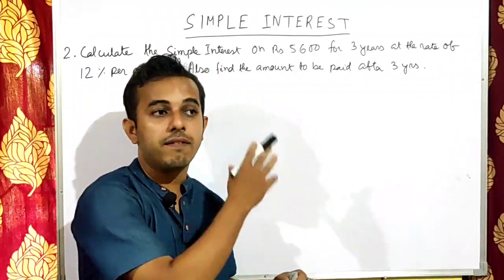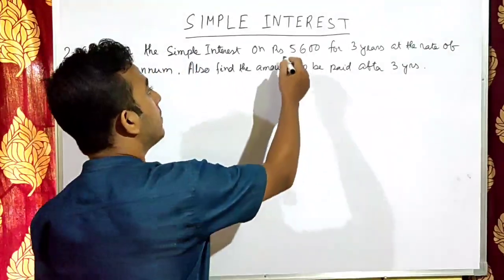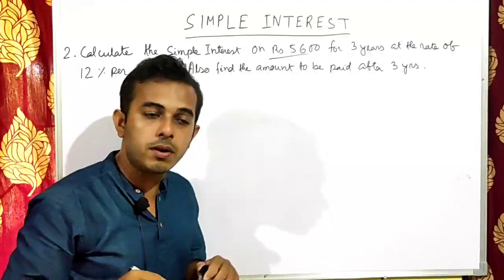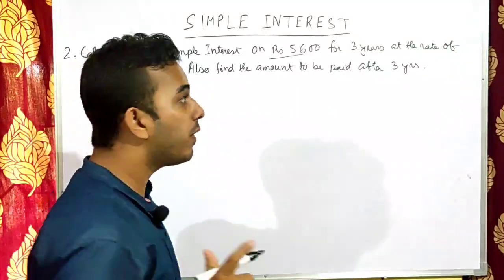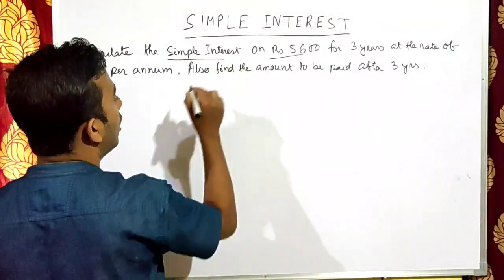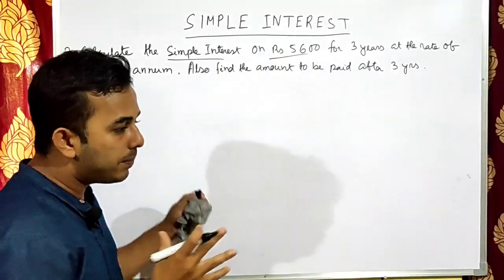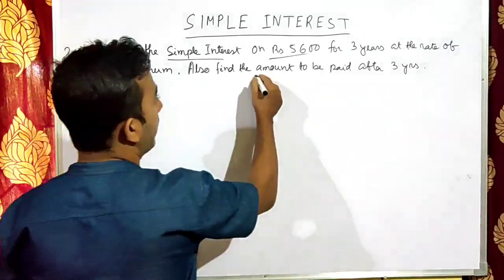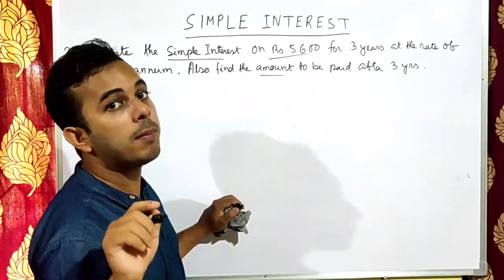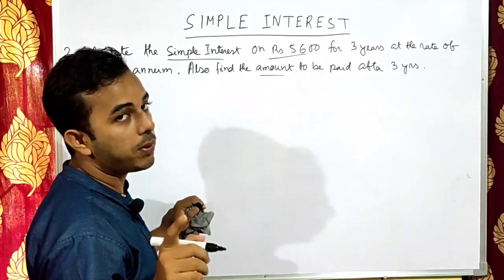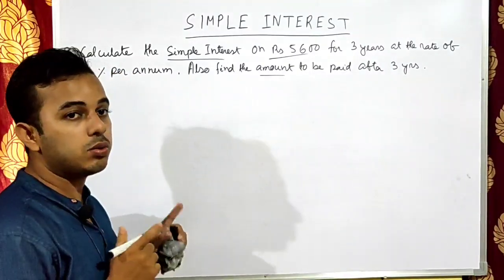So here in the first case, we already know the principal amount. Now what we have to find is the simple interest. If we find the simple interest and sum it up with the principal, we can find the amount, which is represented by A. Amount is represented by A, and principal is represented by P. Remember this, you shouldn't mix these up. These are two different terms.